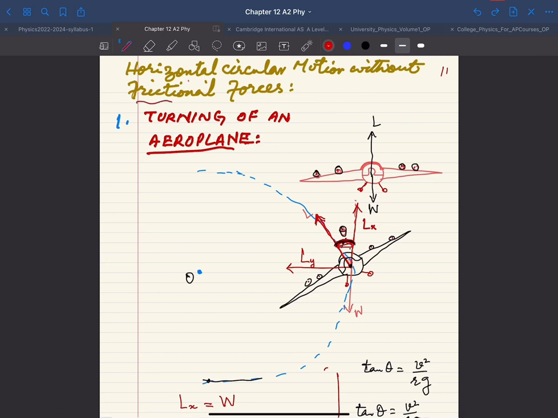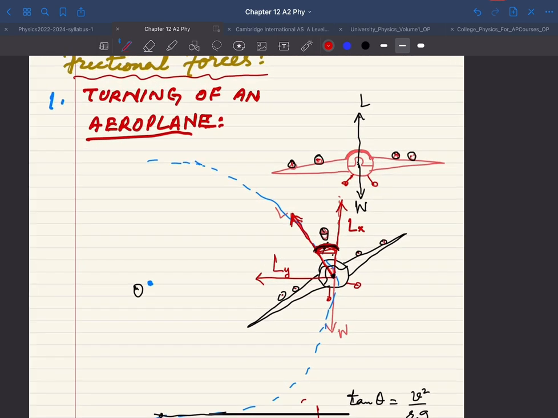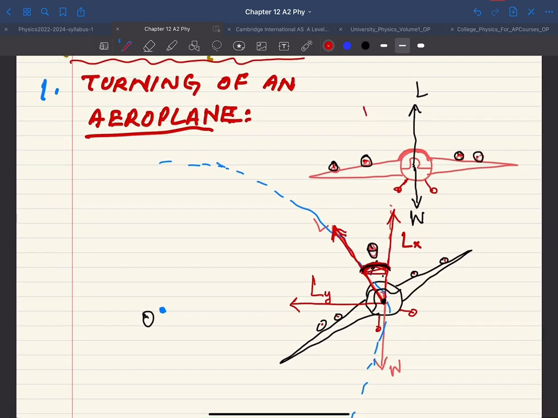And what is the example? One very important example of this situation is an aeroplane when taking a turn. Here you have the situation when the aeroplane is just going straight without taking a turn, situation one. In this case, the weight of the aeroplane, which is of course mg, is balanced by the uplift, and this is L for the uplift.